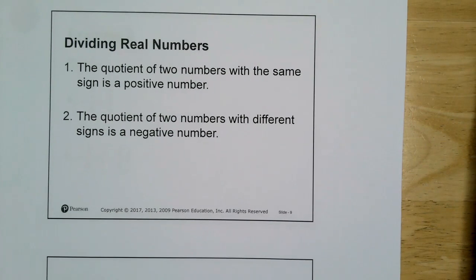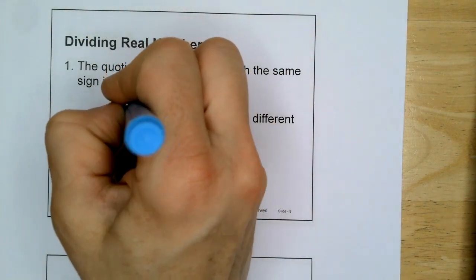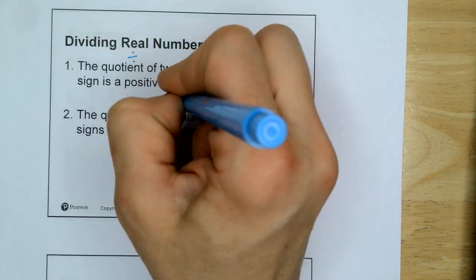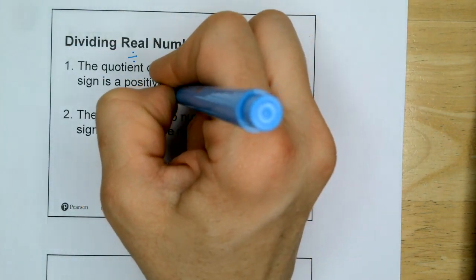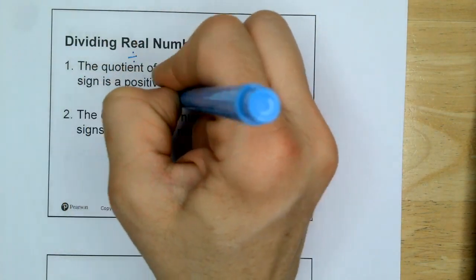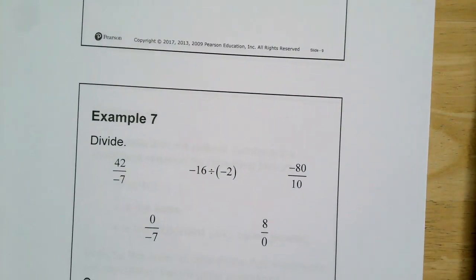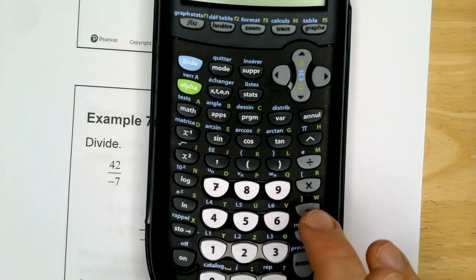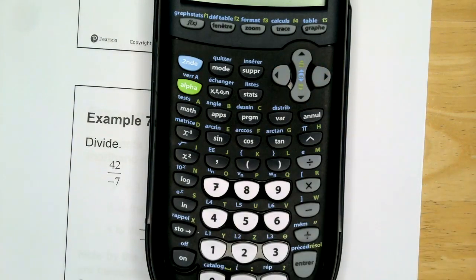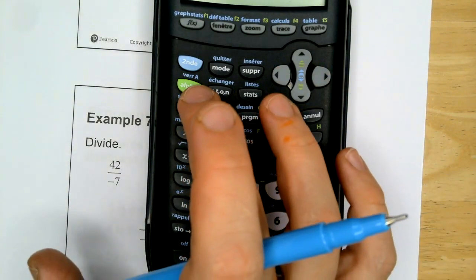Dividing numbers. The quotient of two numbers with the same sign is a positive number. The quotient of two numbers with different signs is a negative number. Quotient means divide. It might look like this, or it might look like this, right? 1 divided by 2, or it might just look like 1/2. Those are the same value.